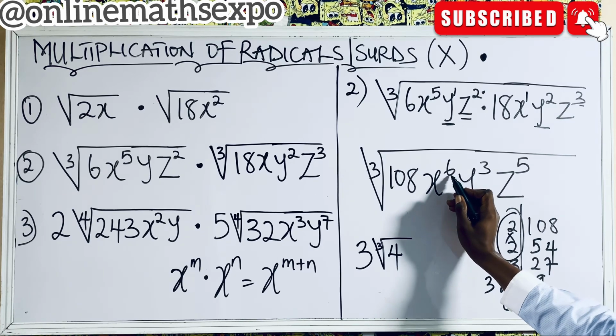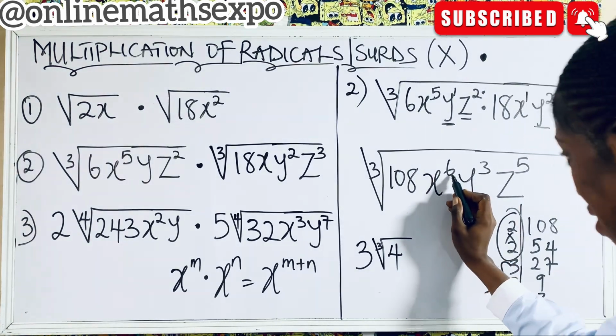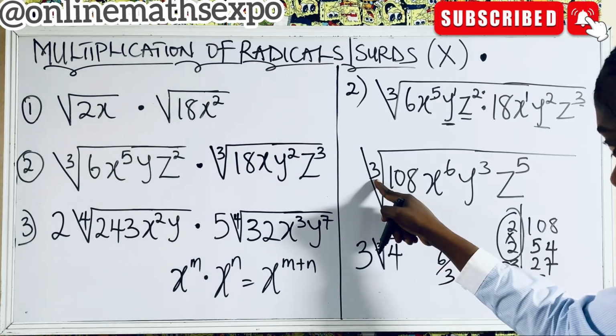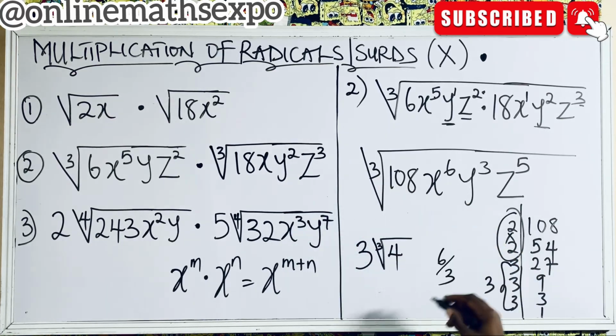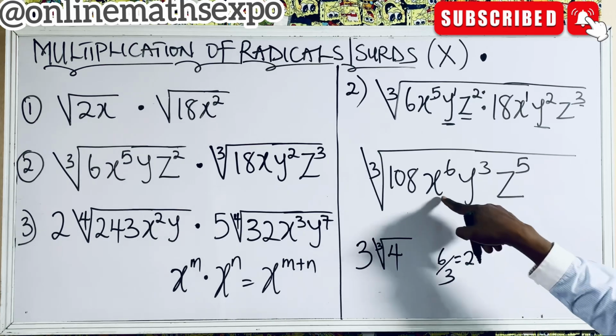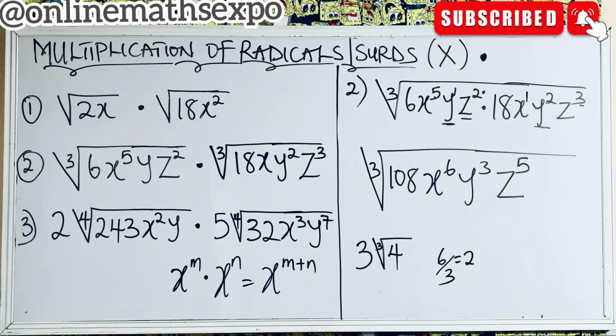The power here is what? It is 6. So we said 6 will be divided by this root. When it divides by this root, it gives you 2 and there is no remainder. So it means that the value of x that will be out of the root is 2.